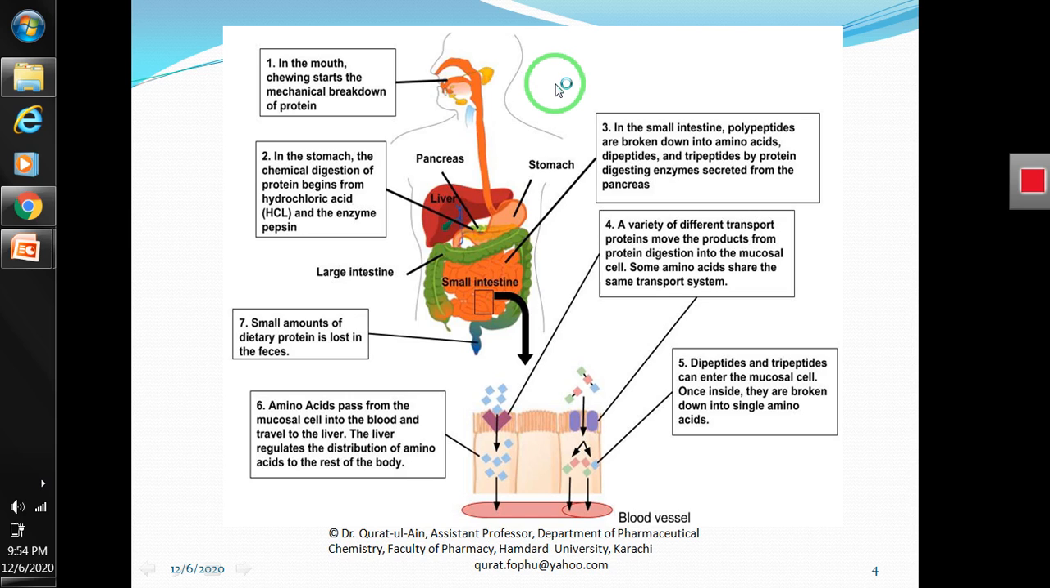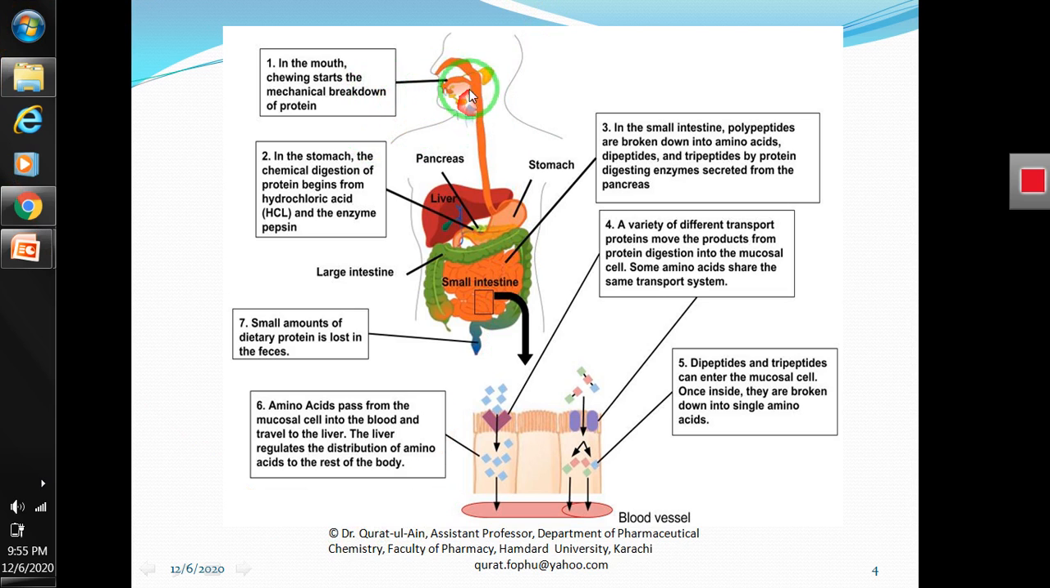So what type of protein is present in eggs? In eggs, albumin is present. That is one type of protein, the egg protein. So we are talking about the digestion of albumin. When you take this egg protein in your mouth, you cut the egg into small pieces with the help of your teeth. This is the mechanical digestion. And the salivary gland releases saliva, which helps in the digestion because it wets this content.